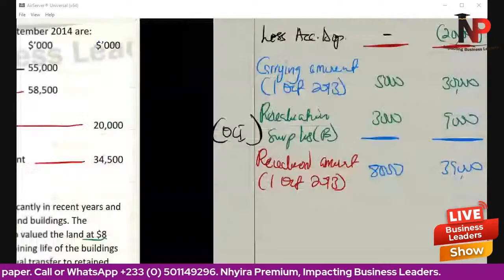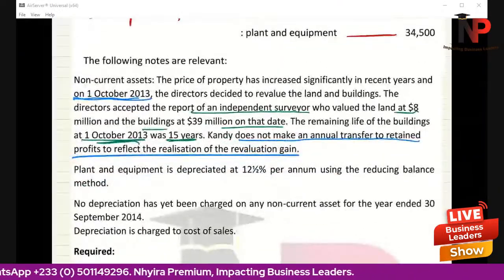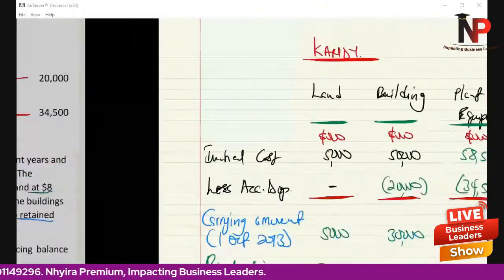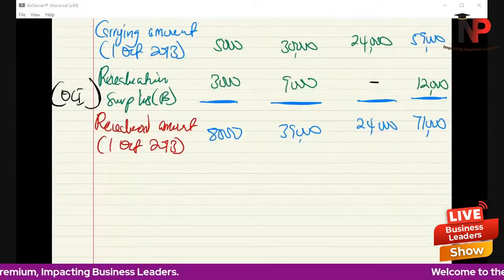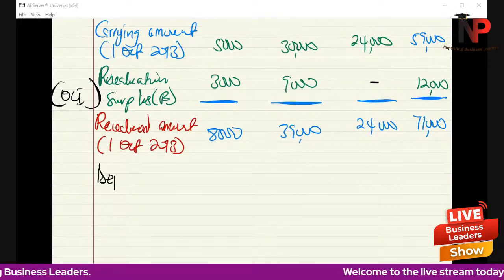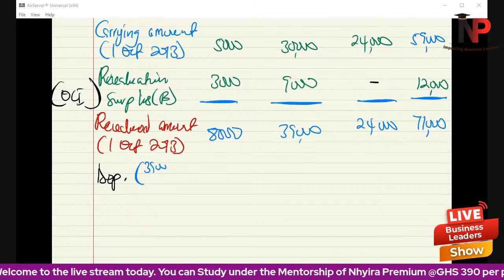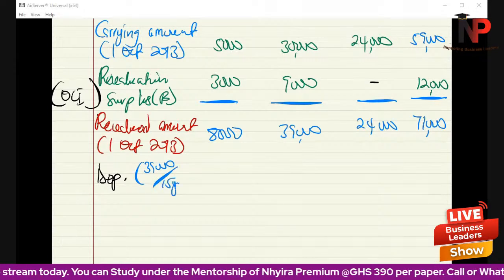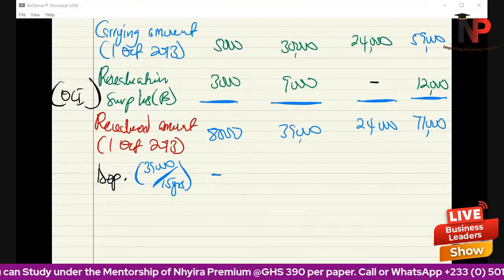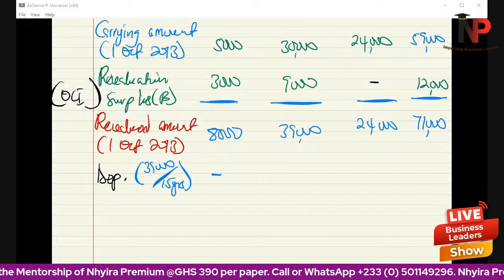Then remember they said the building had a remaining useful life of 15 years. So what do we do? We calculate the depreciation for the year. Now, remember the revaluation was done at the beginning of the year. So we're going to calculate a full year depreciation on the building, and that is 39,000 over 15 years. Land is not depreciated. So let's get 39 over 15.